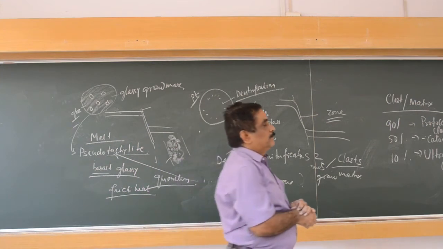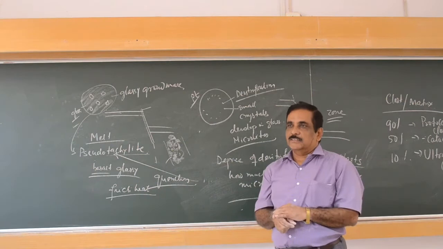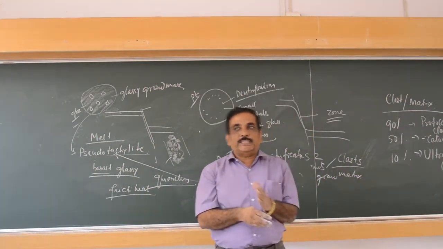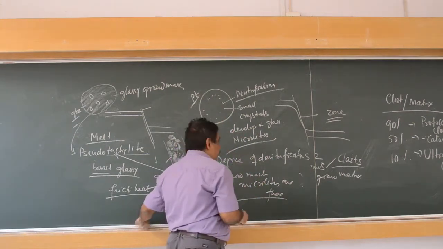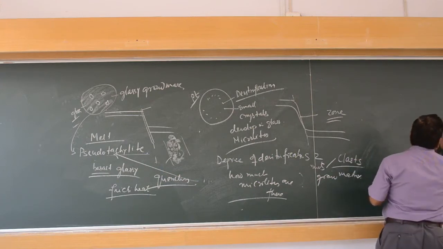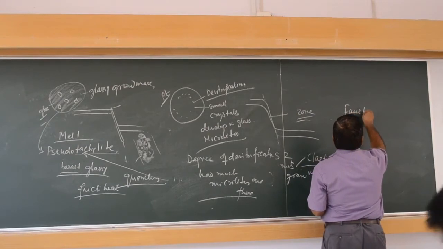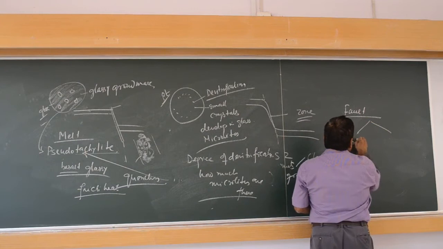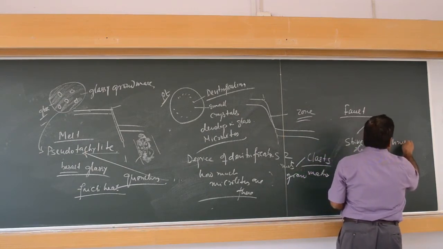Now, faults also create earthquakes. Understood? That is what we have seen also. Probably the strike slip faults and the thrust faults are the two faults which create earthquakes. Strike slip and thrust create earthquakes. Normal slip does not create earthquakes.